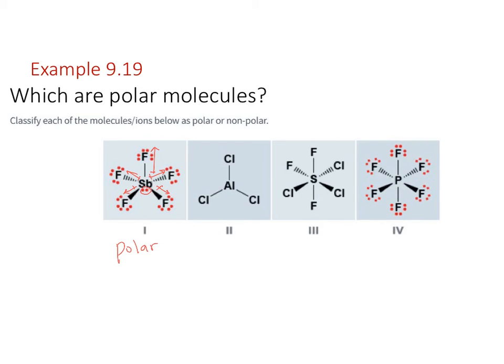Here, a trigonal planar, yes, I have a polar aluminum-chlorine bond, but each of these three vectors are pulling with equal magnitude, opposite direction. Each of those three vectors would cancel each other out, and overall the molecule would be nonpolar.